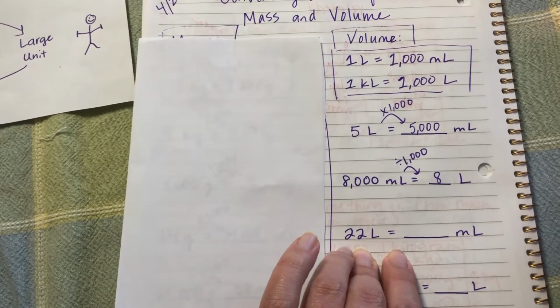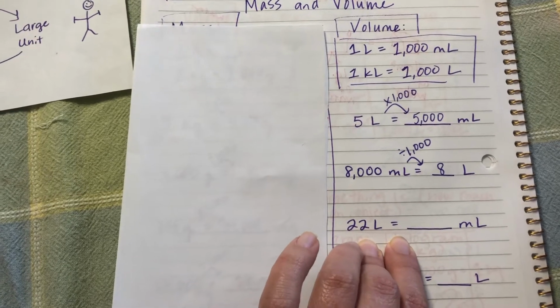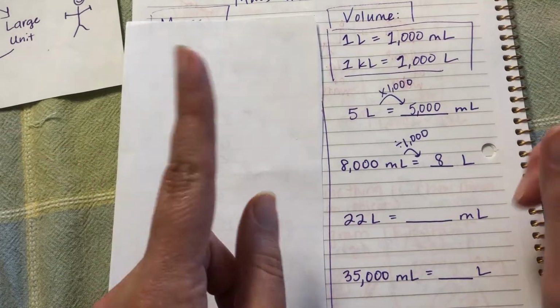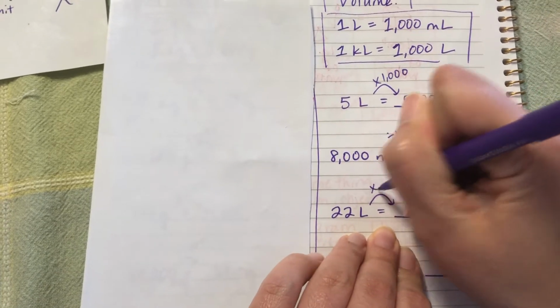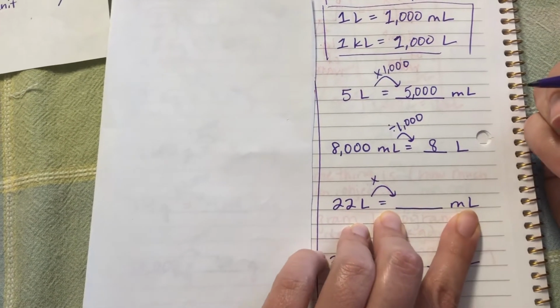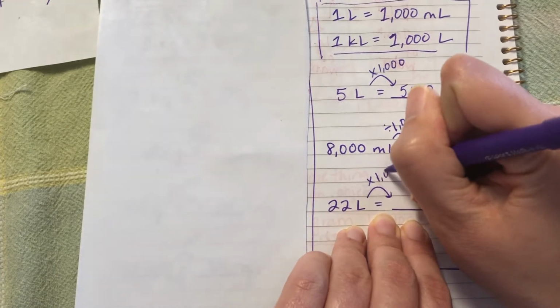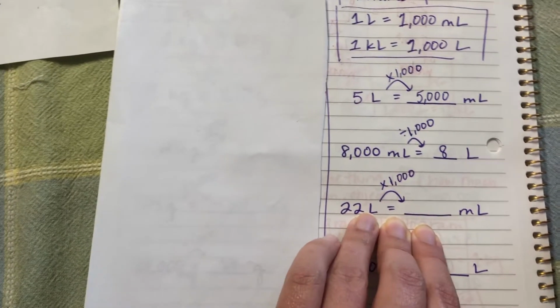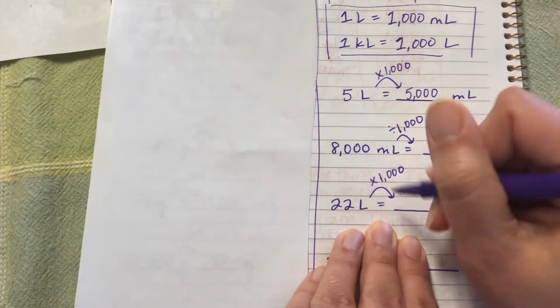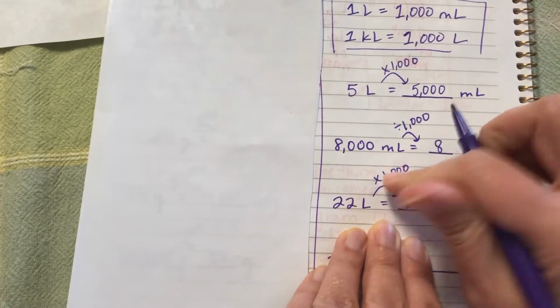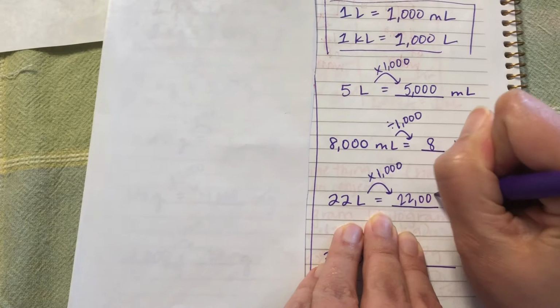Okay, so now we have 22 liters. So we're going from a large unit to a small unit, so we're multiplying. And because there are 1,000 milliliters in a liter, it's going to be times 1,000. So 22 times 1 would be 22. So 22 times 1,000 is going to be 22,000.